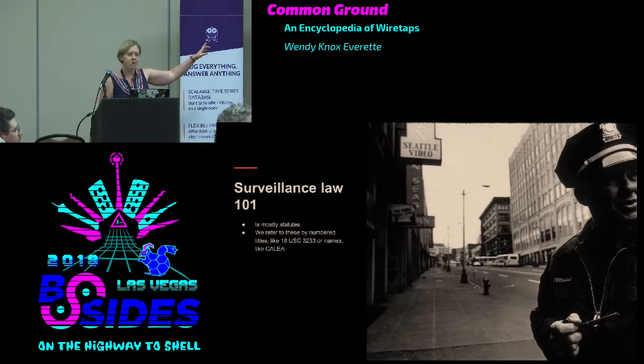So 18 is Title 18 of the U.S. Code. That's the criminal law code, because all this wiretap law comes out of criminal law. U.S.C. means United States Code. So we mean that we're looking at a statute that's a federal law that's been passed by Congress. And 3233 is the specific section that we're going to be looking at. And you'll sometimes see numbers after it, like 3233, paren 1A and so forth. That just further narrows it down.